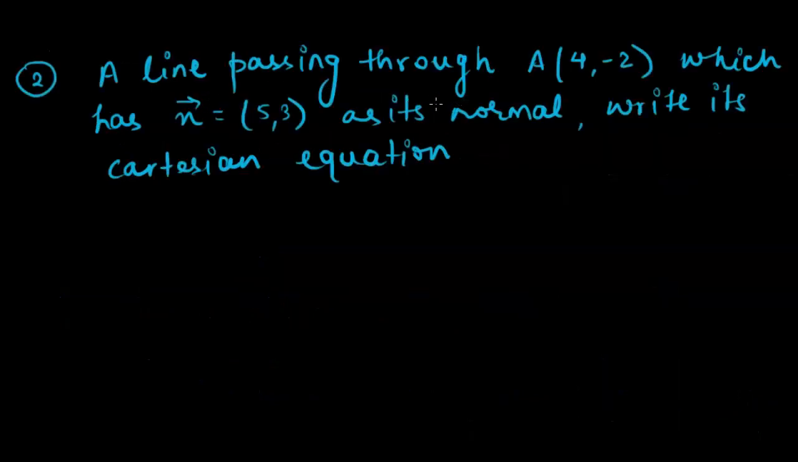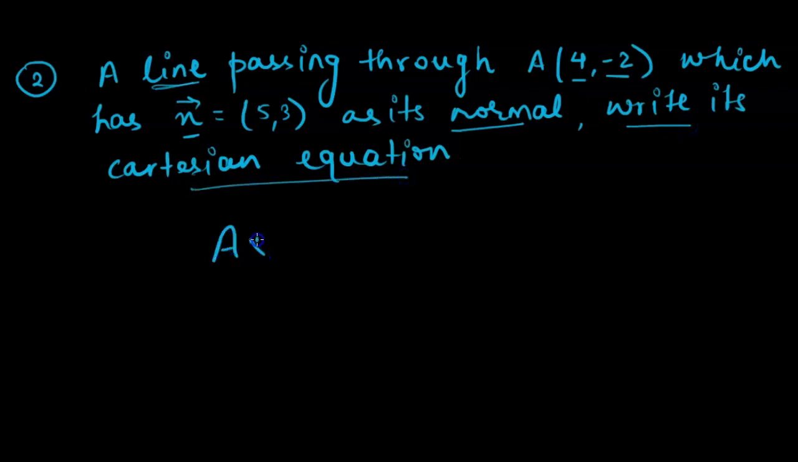So you have a line passing through a point, and the point's x and y coordinates are given to you as 4 and negative 2, with a normal n. n is the direction vector of the perpendicular of that line. That's why it's called a normal. We have to write down its Cartesian equation.